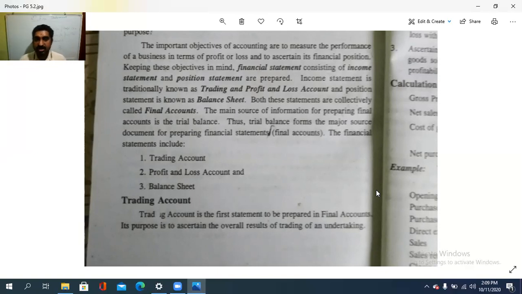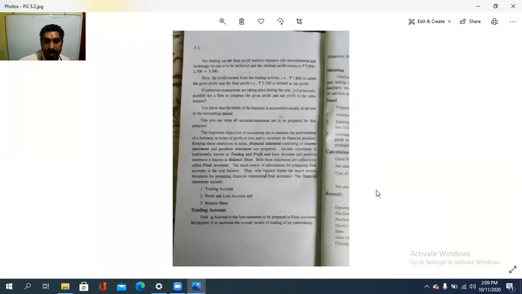So the financial statements include the trading account, the profit and loss account, and the balance sheet. So what is a trading account? We will see what is a trading account first of all. The trading account is the first statement to be prepared in final accounts. Its purpose is to ascertain the overall results of the trading of an undertaking.